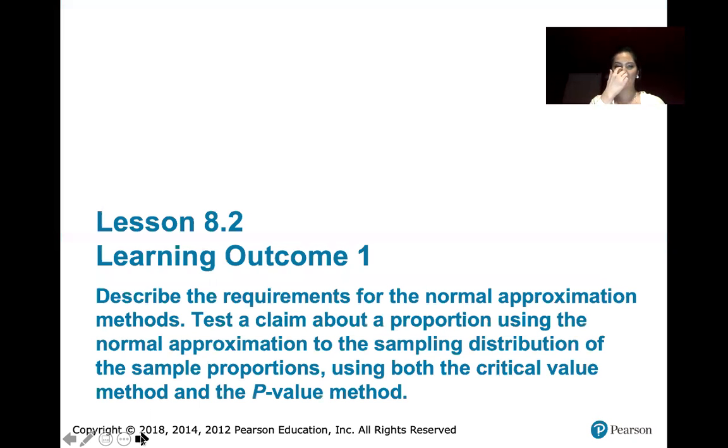Specifically in this learning outcome, we're going to describe the requirements for the normal approximation methods. We did not touch on this in 8.1, although we did touch on the rest of this learning outcome. So a lot of this is going to seem familiar to you. But first we'll talk about the requirements for using this normal approximation. And then we're going to test a claim about a proportion using the normal approximation to the sampling distribution of the sample proportions, using both the critical value method and the p-value method.